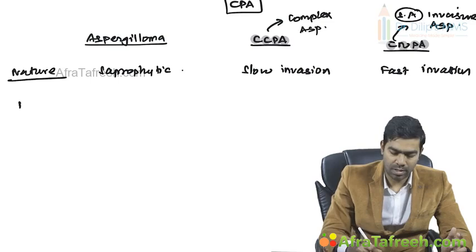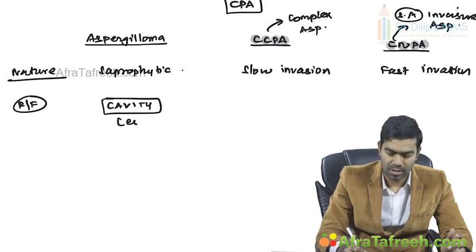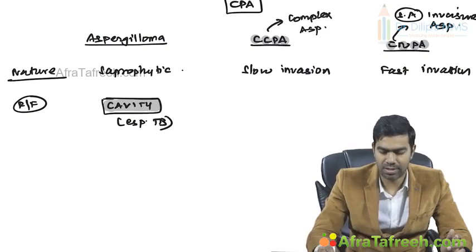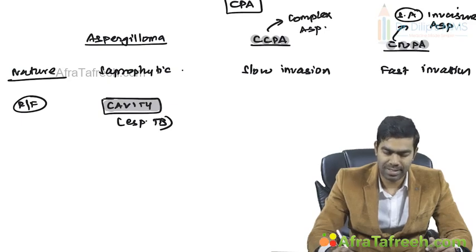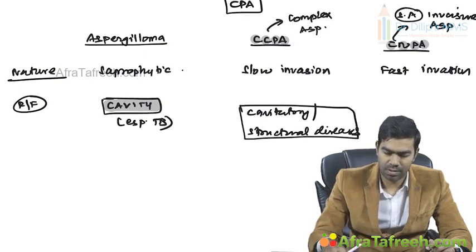And what could be the risk factors or predisposing factors? Usually a pre-existing cavity, usually it will be a dead cavity, especially from an old tuberculous infection. This is the risk factor. This is a prerequisite for development of simple aspergilloma. CCPA wise, any cavitatory or structural lung disorders, structural lung diseases can be a risk factor for CCPA.